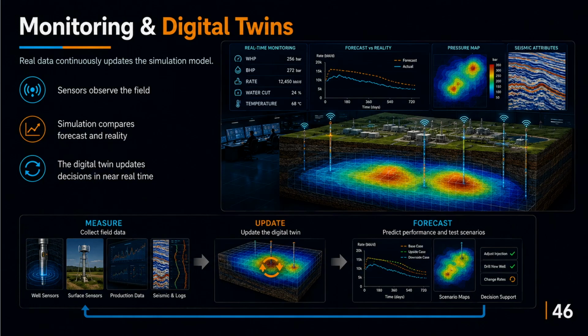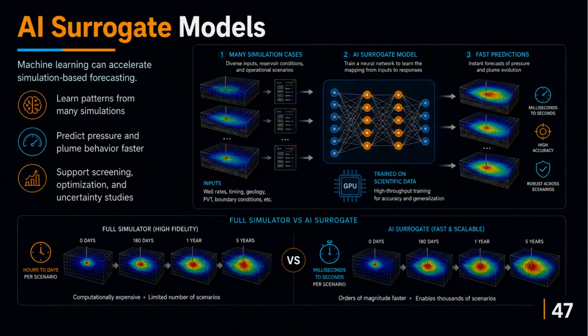Now that we understand monitoring and digital twins, let us move to AI surrogate models. This slide expands the role of AI surrogate models. A surrogate model is trained using many high-fidelity simulations. The input may include geology, permeability fields, well controls, injection schedules, or initial conditions. The output may be pressure maps, saturation maps, production curves, storage capacity, or risk indicators. The advantage is speed. Once trained, the surrogate can make predictions in seconds or minutes instead of hours or days. This enables rapid screening, optimization, uncertainty quantification, and interactive decision support.